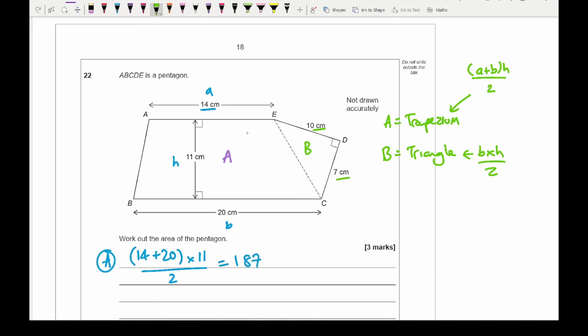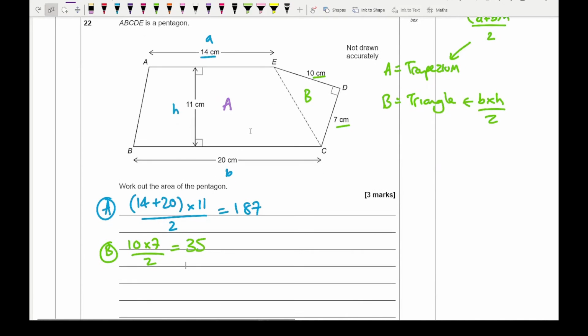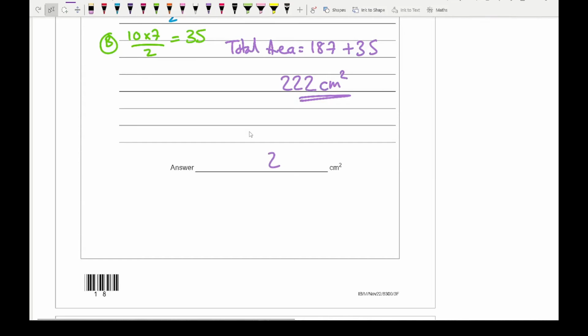I then need to work out the base and the height of the triangle, which is 10 and 7. So the area for B is going to be 10 times 7 divided by 2, which is 35. So then the total area is just basically adding those numbers up. So I've got 187 plus 35, which gives me an answer of 222 centimetres squared. And again, don't need to worry about the units because it's already written there.